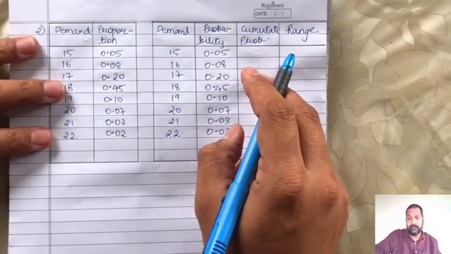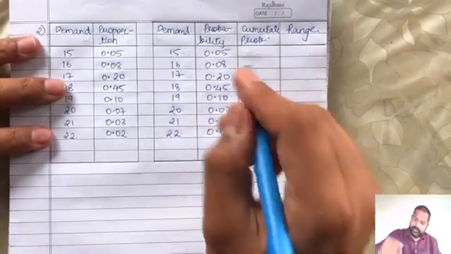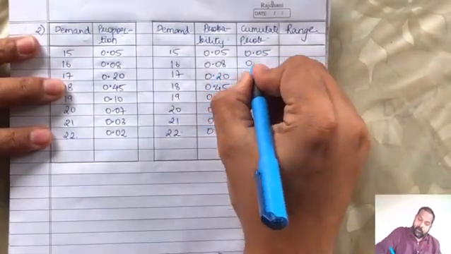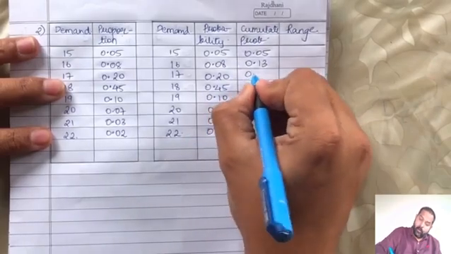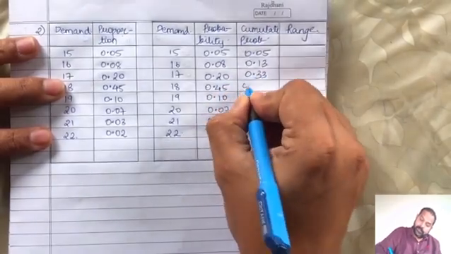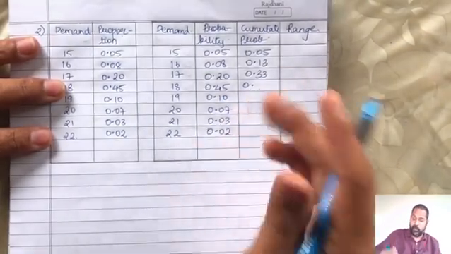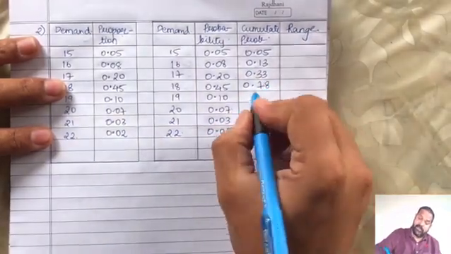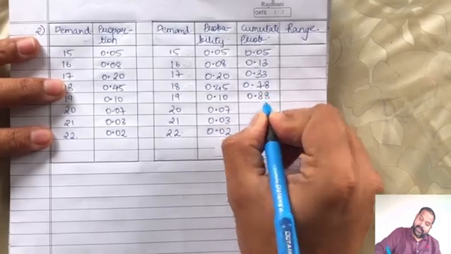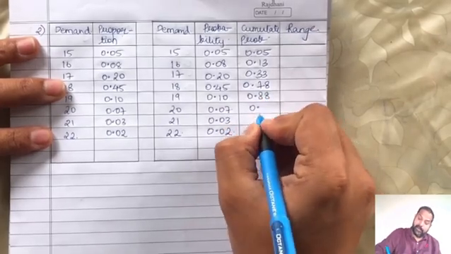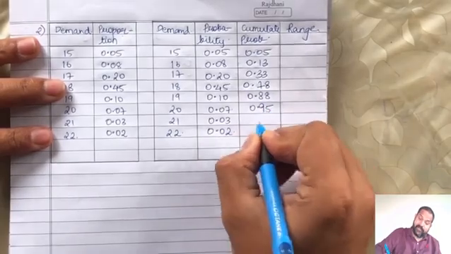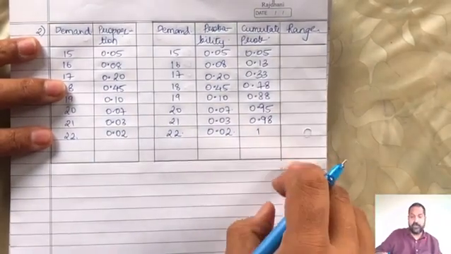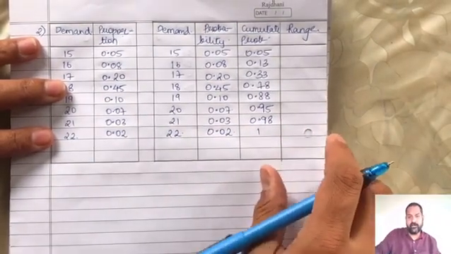Cumulative probability is going to be 0.05, add 0.13, 0.33, 0.45 plus 33 is going to be 45, 55, 65, 75 plus another 3 is going to be 0.78, 0.88, 0.88 plus another 7 is 95 if I am correct, 0.98 and 1. This should always become 1. If it doesn't, then you've made a mistake somewhere.